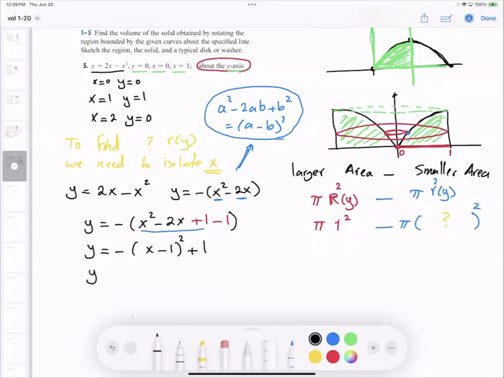I get, let me just write it this way, so I don't have to remultiply. I'm going to bring this guy to one side and bring y to the other side. I get (x minus 1) to the second power equals 1 minus y, or x minus 1 is the square root of 1 minus y. It results in x being 1 plus the square root of 1 minus y. This guy goes here.